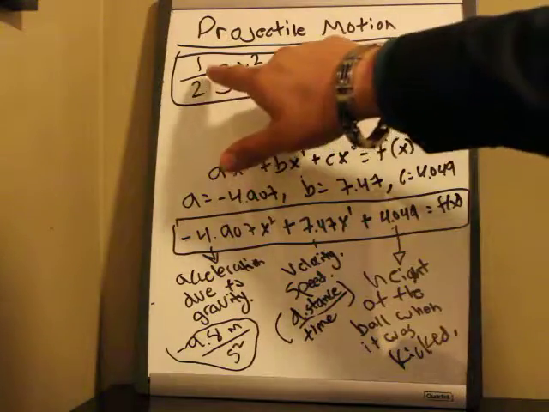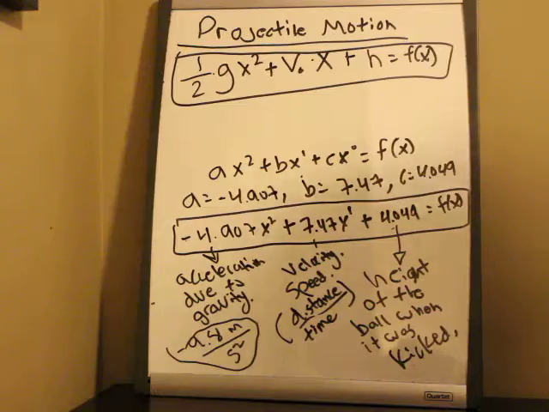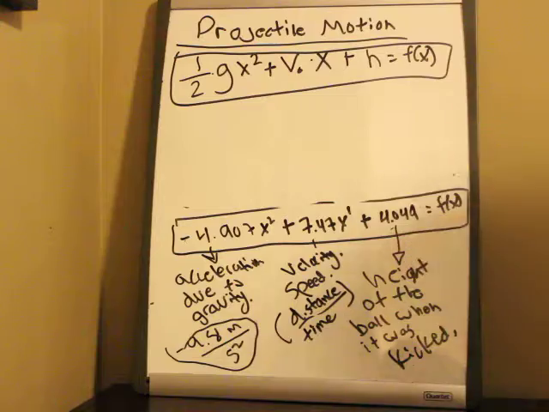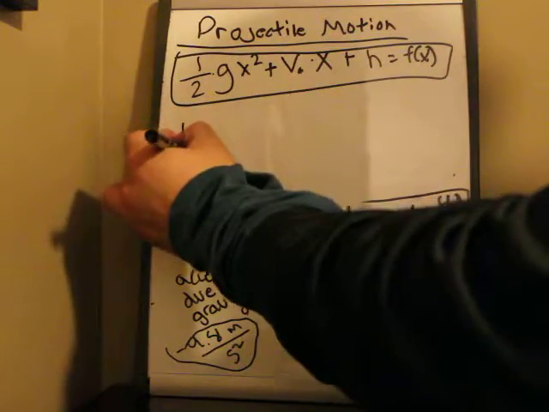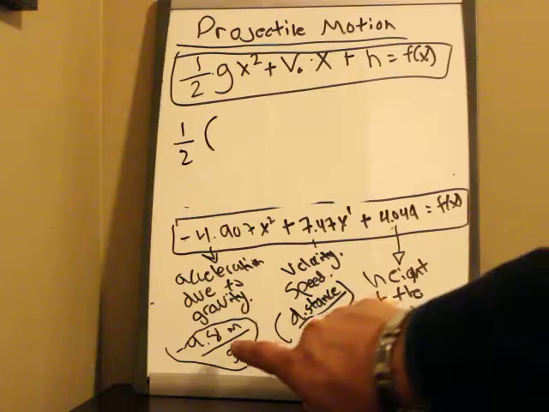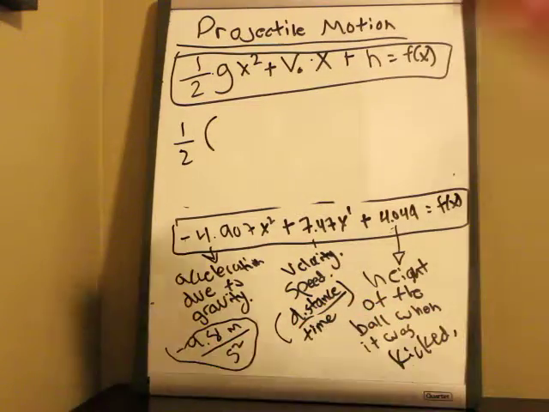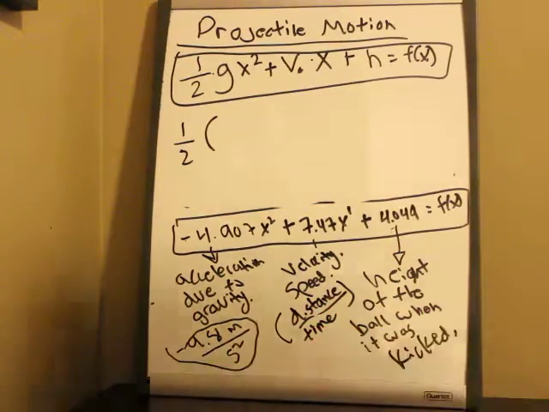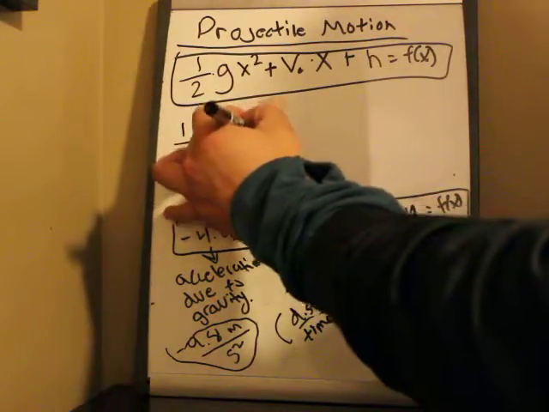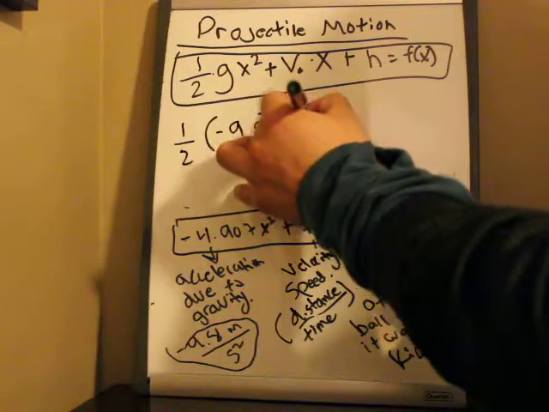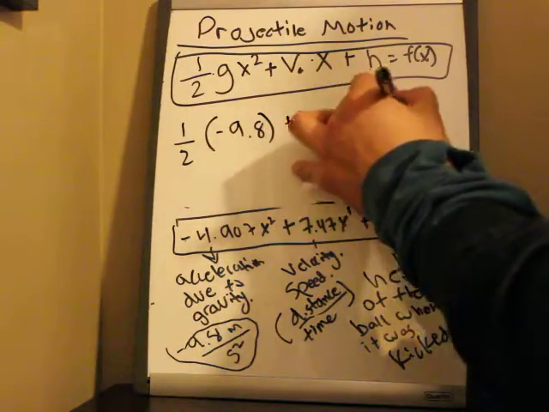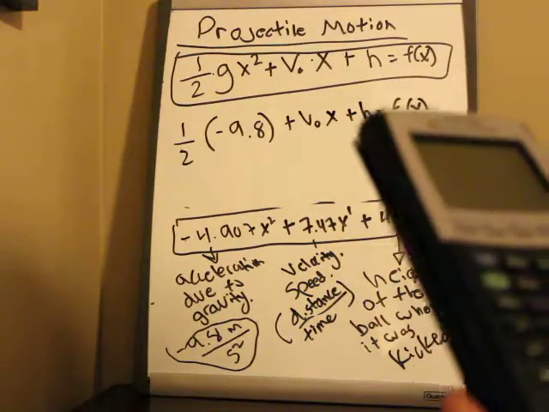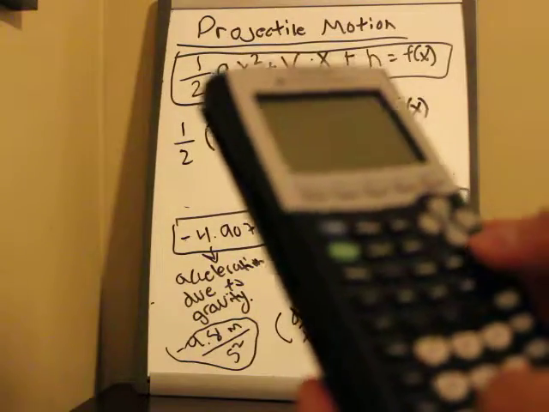Now, if this 1/2 g is kind of confusing, let me run through it real quick. Okay, we have 1/2. I told you acceleration due to gravity is always the constant rate that pulls objects down. It's actually negative 9.8 meters per second squared. I'm going to leave the units out for now, but negative 9.8 plus our velocity plus our height equals f of x. Okay, taking our calculator, if we do 1 divided by 2, I'm going to show it to you real quick.